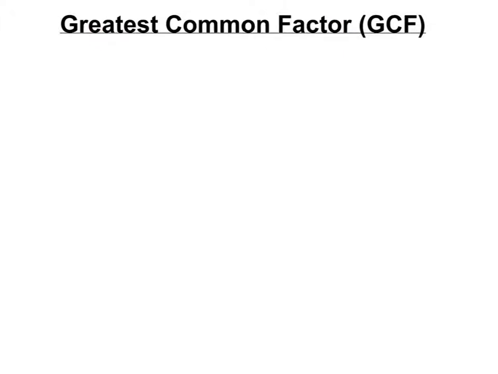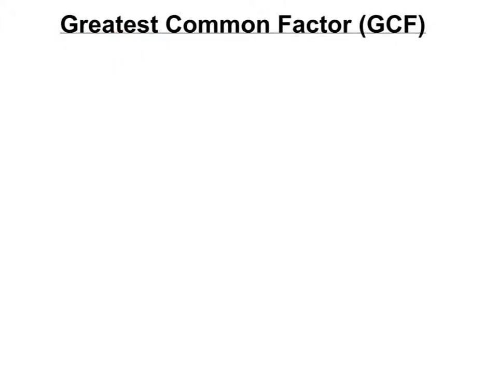So, greatest common factor is going to be something I find between two numbers or more than two numbers. And to find it, I'm going to find their factors, figure out which ones they have in common, and then once I know that, I'm going to choose the greatest.